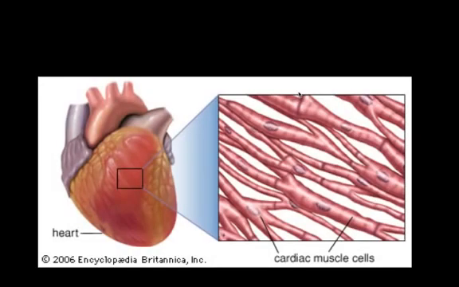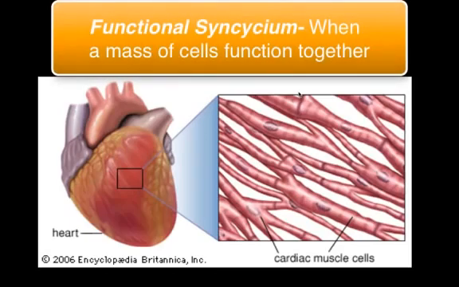Cardiac muscle fibers connect in branching networks. The stimulation of one part of the network of cells allows an impulse throughout the entire heart. A mass of interconnected cells that function as a coordinated unit like this is called functional syncytium.